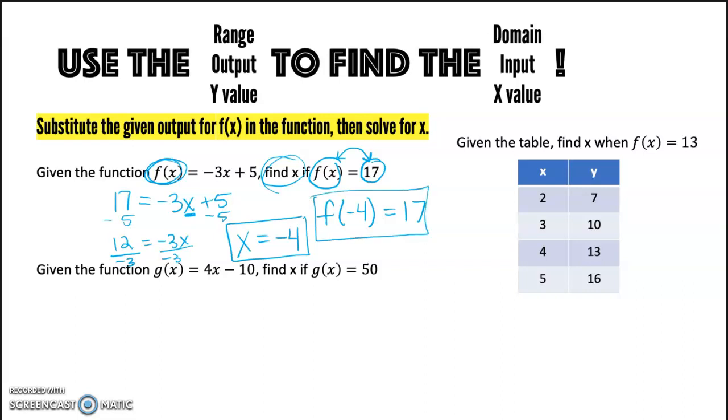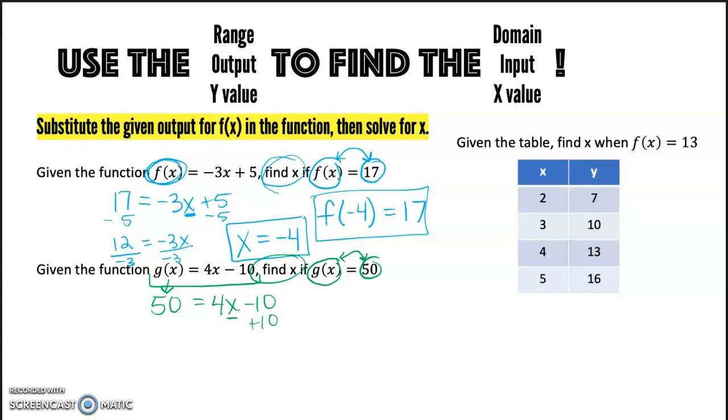Example number 2. Given the function g of x equals 4x minus 10, find x if g of x equals 50. So same thing, g of x and 50 are the exact same thing and interchangeable. So in my equation over here, instead of writing g of x, I'm going to fill it in for 50. So I'm going to write 50 equals 4x minus 10, and now I need to find x.